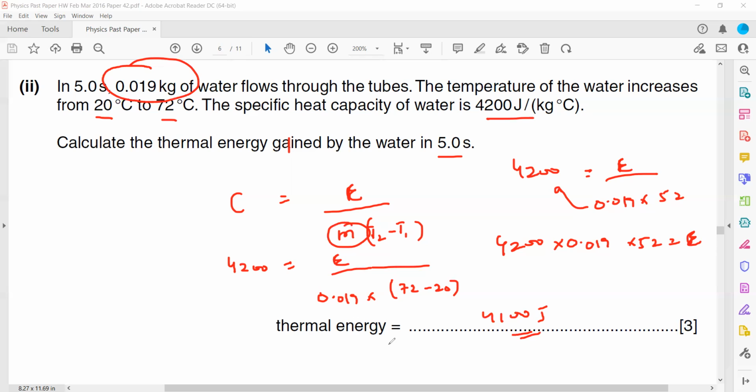Is this question clear? Yes, clear, sir.